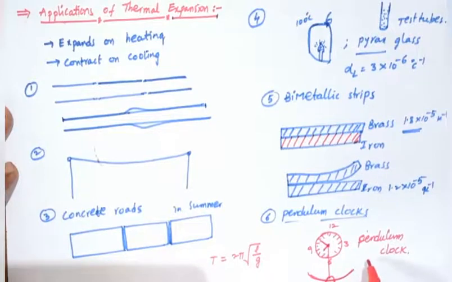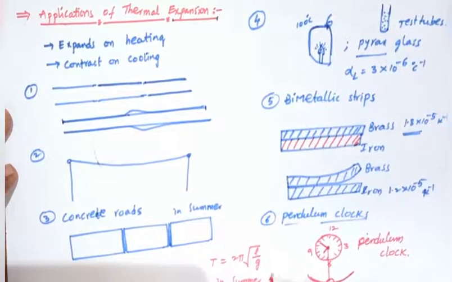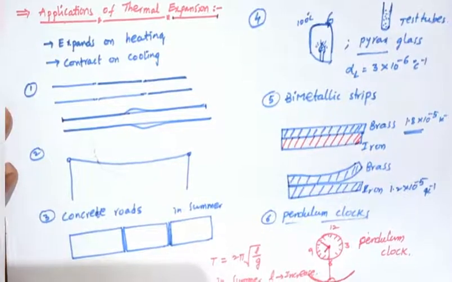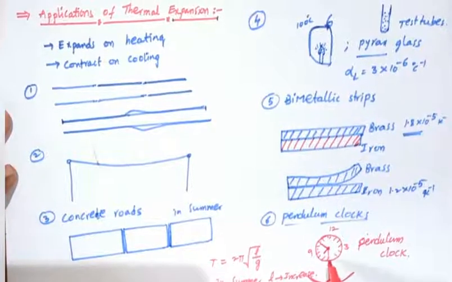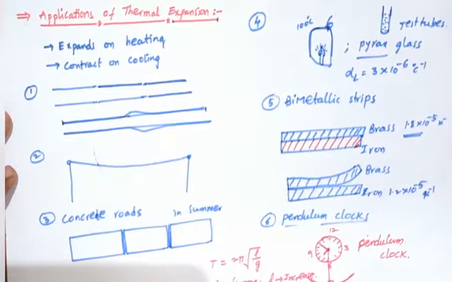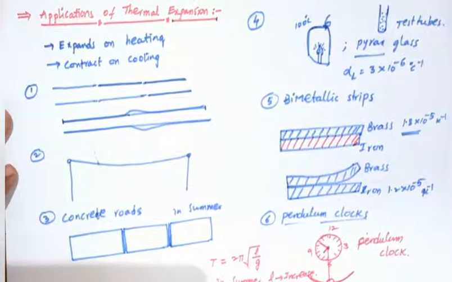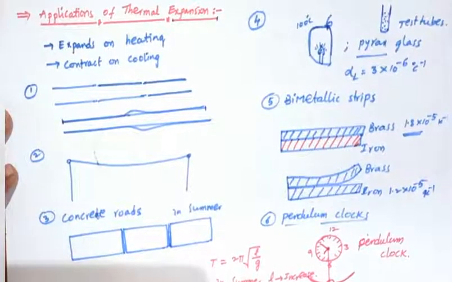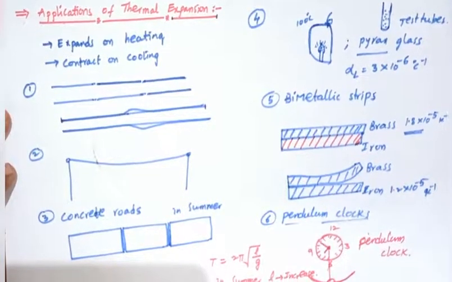So in summer, the temperature increases, and the pendulum length is increased. When the pendulum length increases, the time period increases. When the time period increases, the clock will be slow.